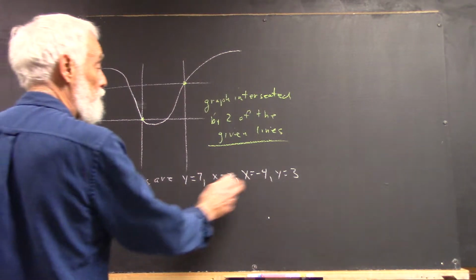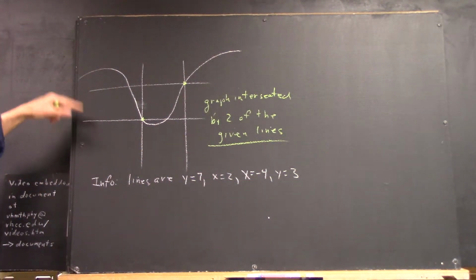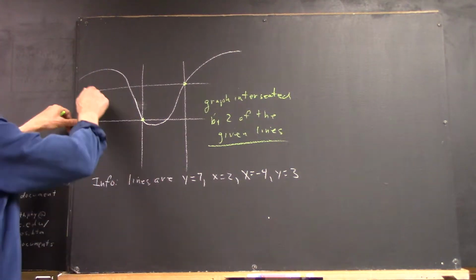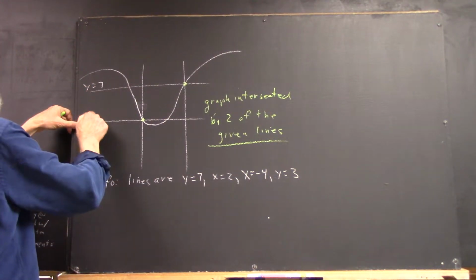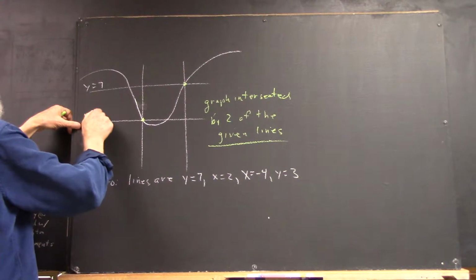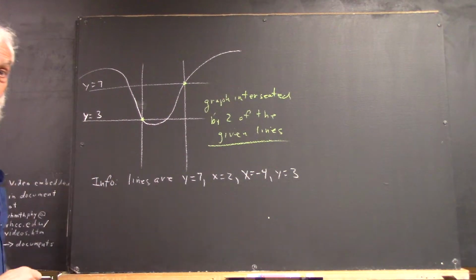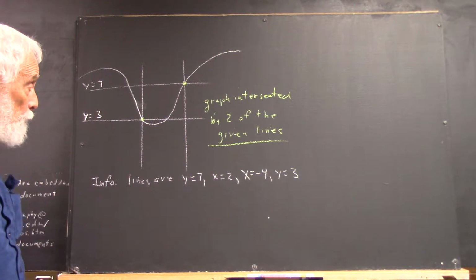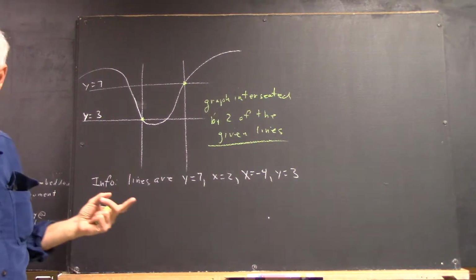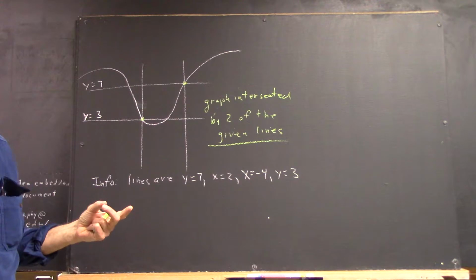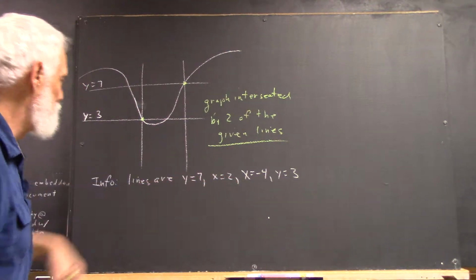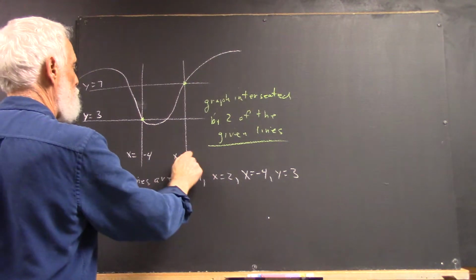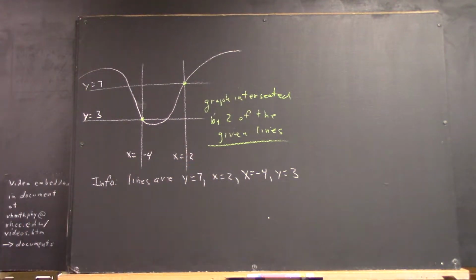So you've got a y equals 7 and a y equals 3. Let's see which one is which, right? Well, yeah, you can figure that out. So here's your y equals 7 line. Here's your y equals 3 line. Make it a y, not an x. Okay? And then your x's. Okay, which one is which? -4 is the one on the left. Yeah, well, -4 is less than 2, so here's x equals -4. Here's x equals 2. Okay?